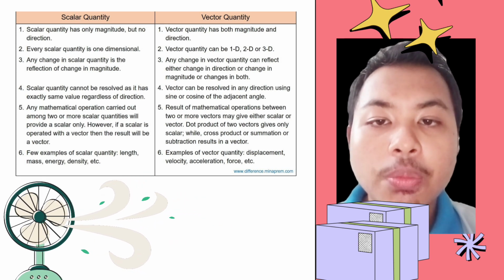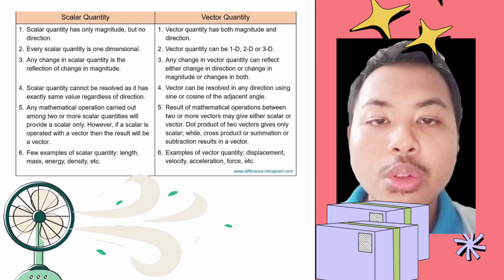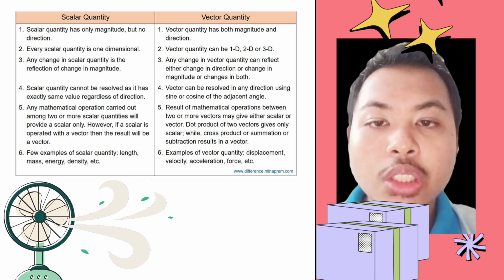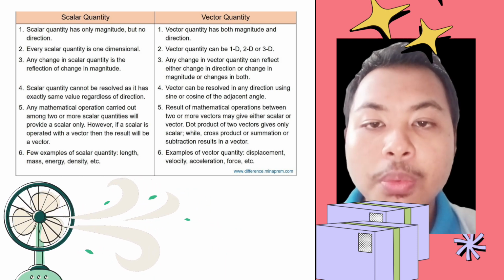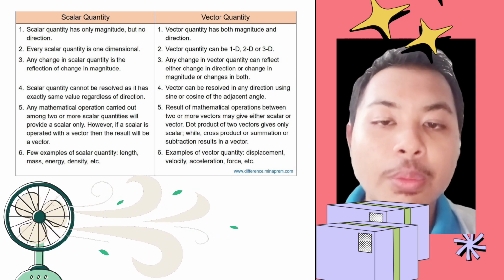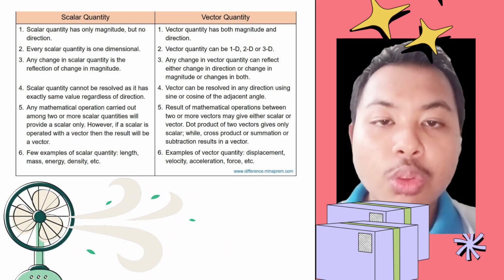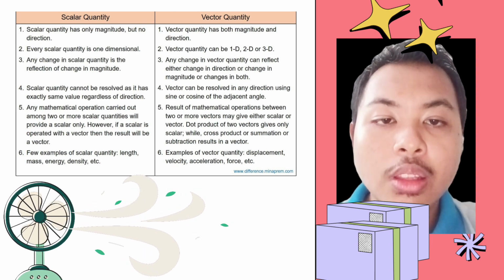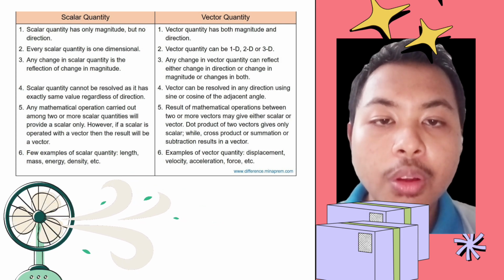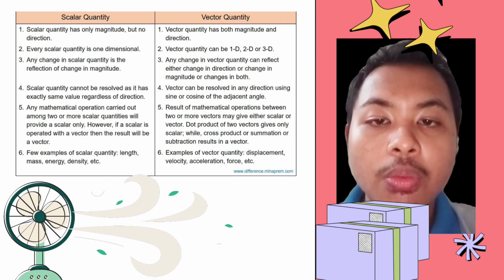A scalar quantity cannot be resolved, as it has exactly the same value regardless of direction. A vector can be resolved in any direction using the sine or cosine of the adjacent angle. Any mathematical operation carried out among two or more scalar quantities will provide a scalar only. However, if a scalar is operated with a vector, then the result will be a vector. The result of a mathematical operation between two or more vectors may give either a scalar or a vector. The dot product of two vectors gives only a scalar, while the cross product, summation or subtraction results in a vector.